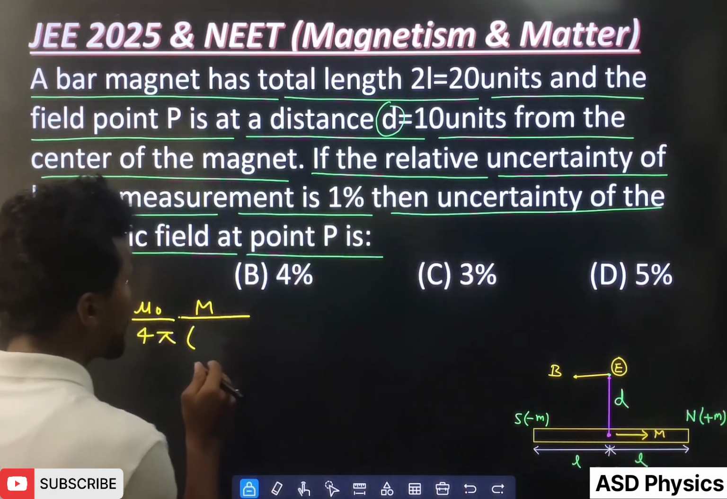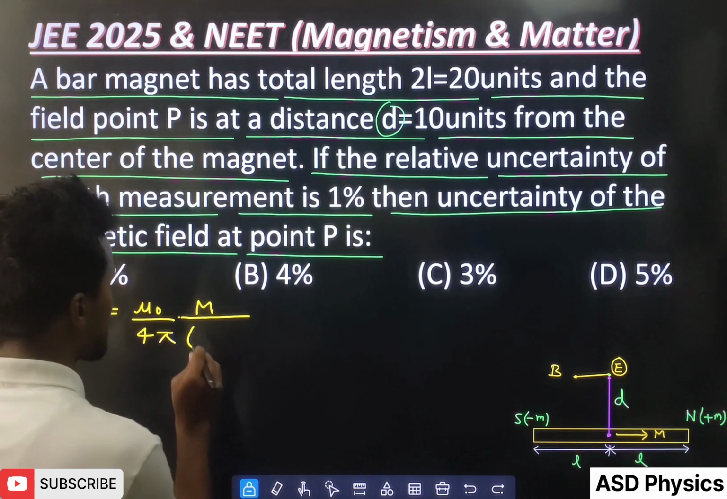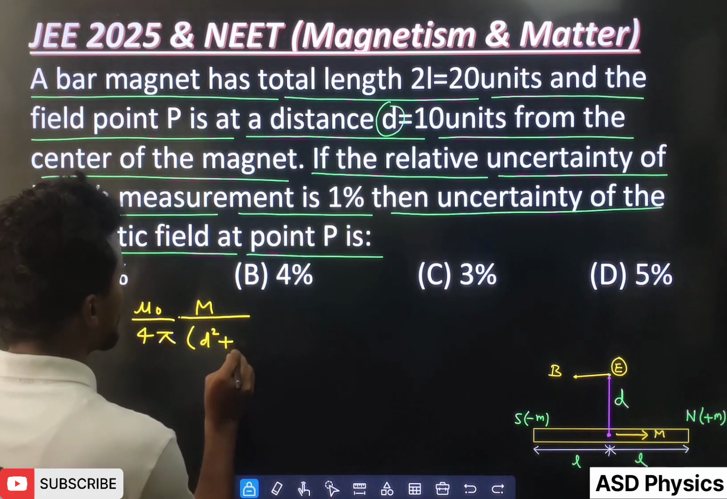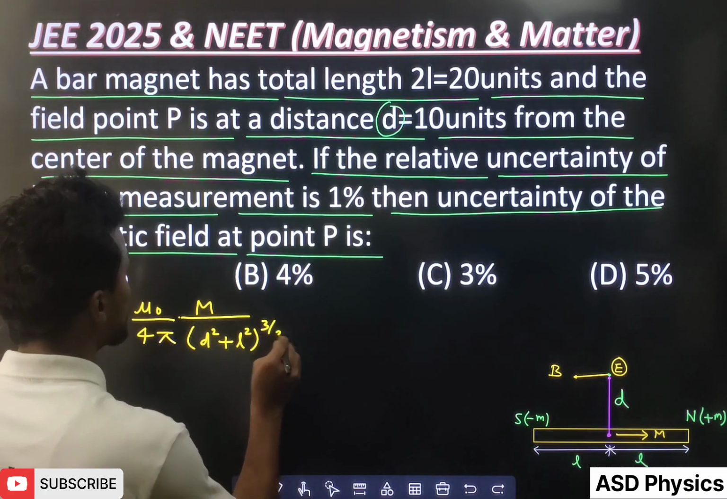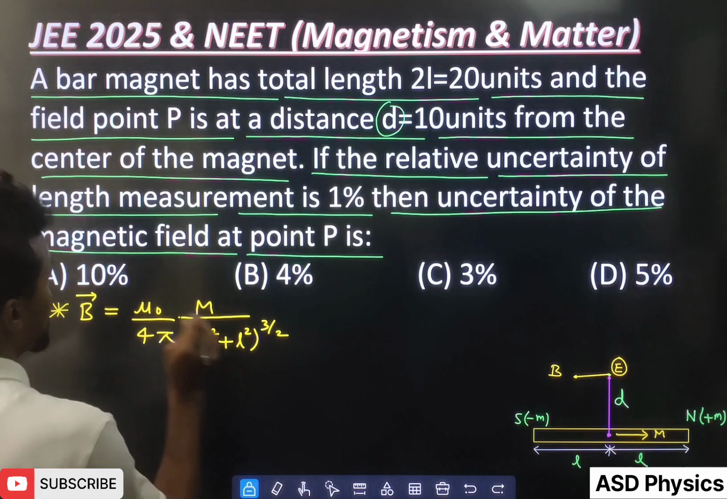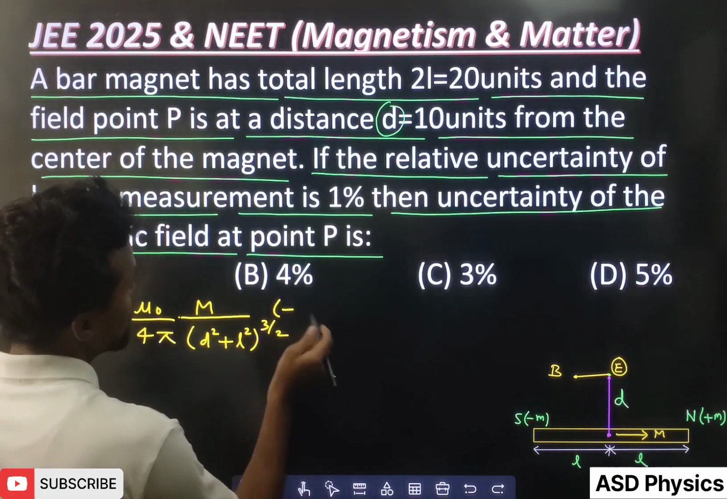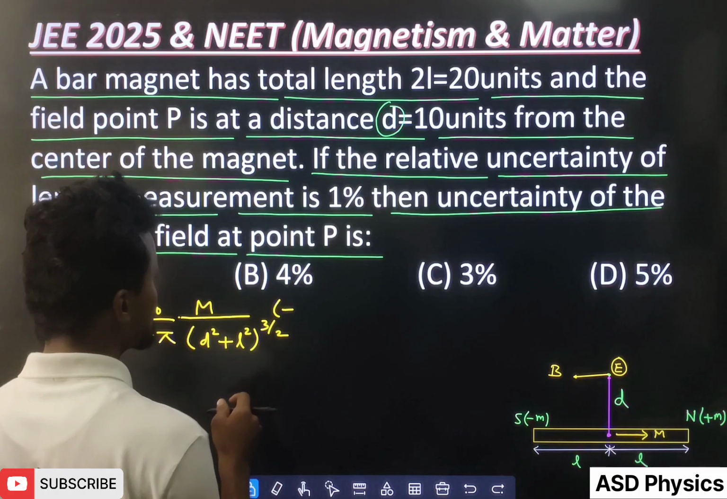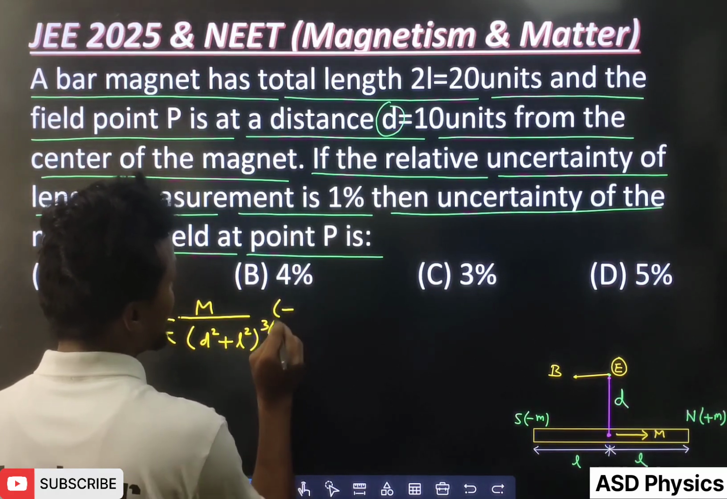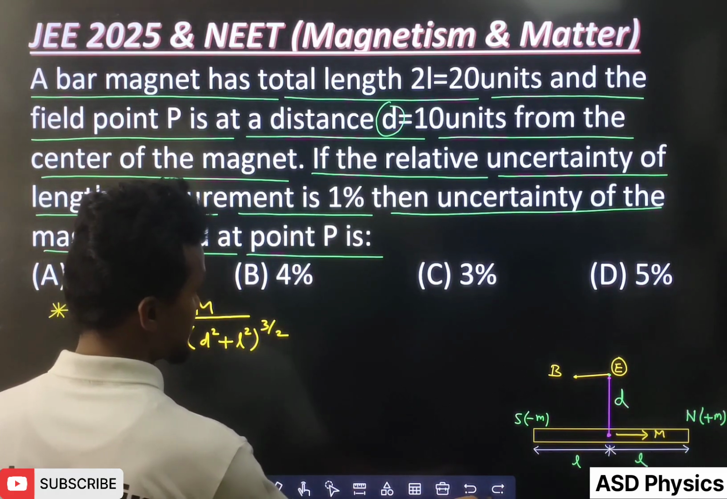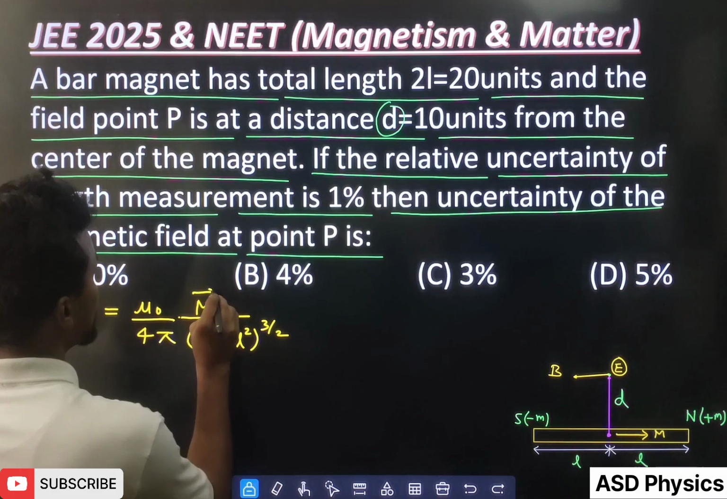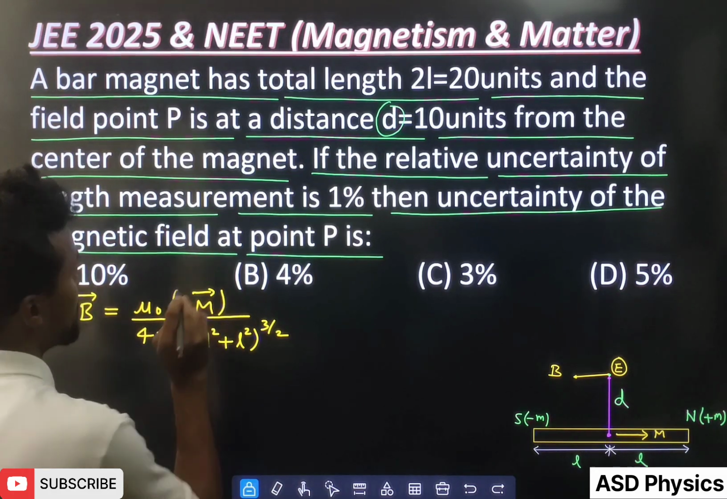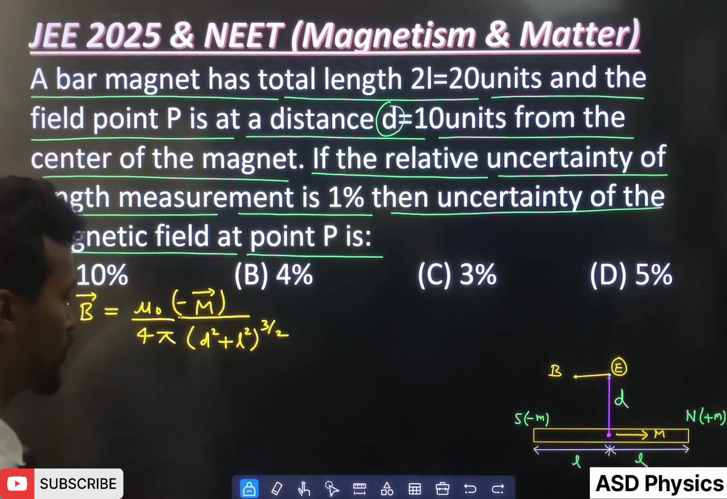So instead of small r, the position vector, here I will write (D square plus L square) power 3 by 2. Even if I put the vector sign here, I have to write the opposite direction. The magnetic moment is on this side, so I can write minus i cap, or I can put vector M with a minus sign. This is the actual formula.